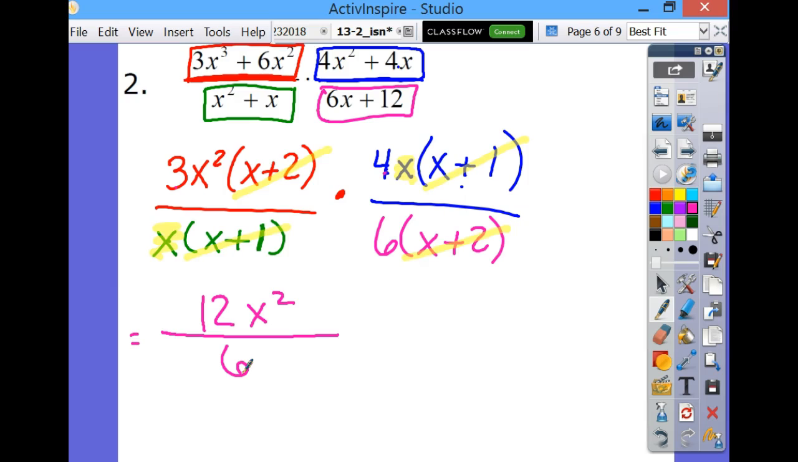But you got to check your answer. Is that reduced completely? Not quite, because 6 will divide into 12. How many times does 6 go into 12?